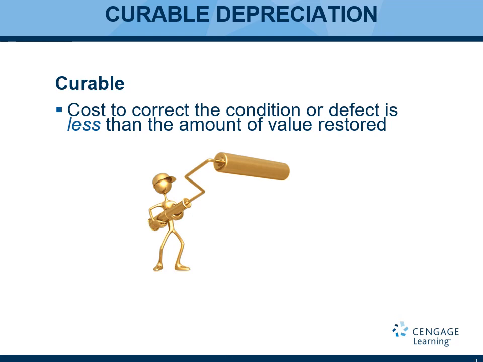The cost to correct the condition or the defect is less than the amount of the value that is restored. So when you replace a roof, obviously you're going to get that money back when you try to sell that property. It makes sense. So if a condition is economically feasible to repair, if correcting the problem would add at least as much to the market value as the cost to repair it, then it makes sense to go ahead and take care of the problem. Replacing windows is an example of that, painting a house, obviously. There are expenses associated with those things, but you're going to get that money back out if you do try to sell the property.